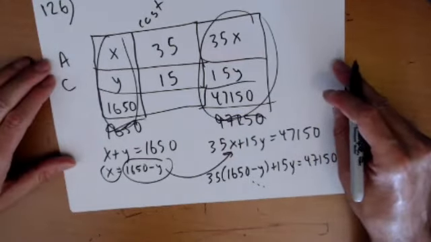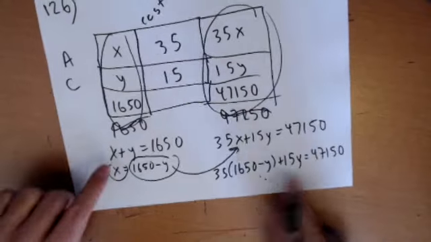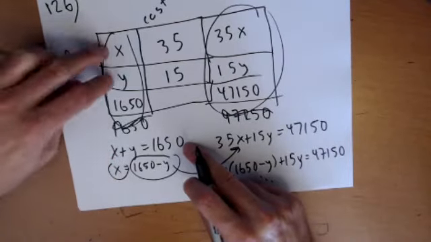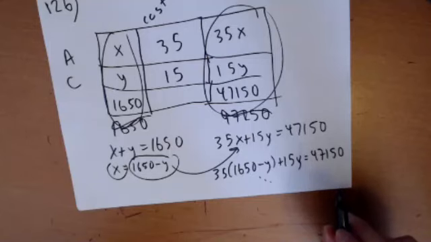127 looks pretty straightforward. 129 looks straightforward. So these ticket ones are pretty straightforward. Once you solve for y, then you can plug it back in over here to get the x. So I feel like this section shouldn't be too bad.